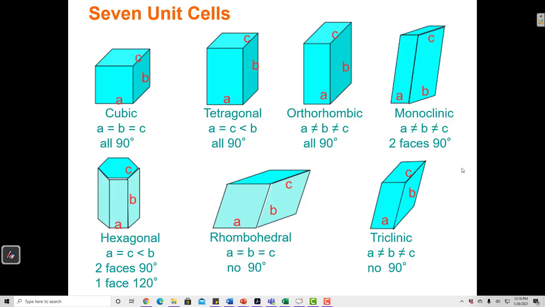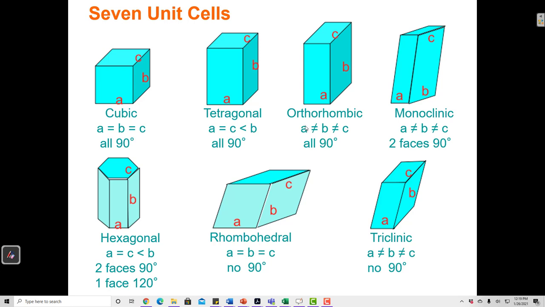Here are some examples of unit cells, and these aren't anything that you're going to have to remember, so I'm just giving you some different examples of what unit cells might look like. A cubic unit cell has all of the sides equal and all of the angles 90 degrees. So we get a perfect cube. We have a unit cell where the sides A and C are equal, but B is longer, but still all of the angles are 90 degrees. We call that tetragonal. And in this one, A and B and C are all different lengths, but they're still 90 degrees. So using just these descriptions, we can describe all seven different unit cells.